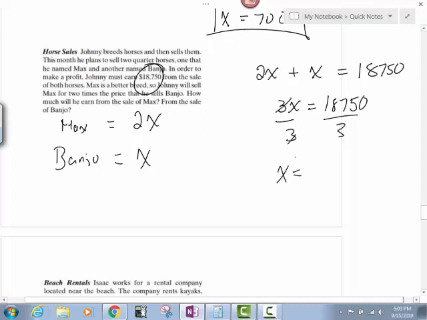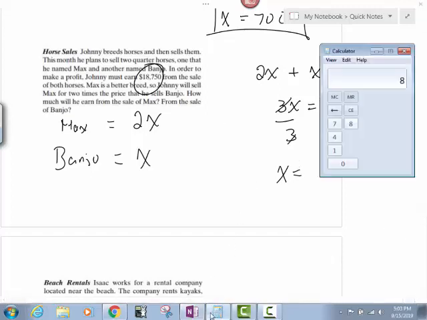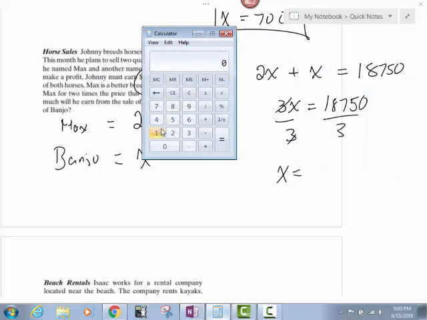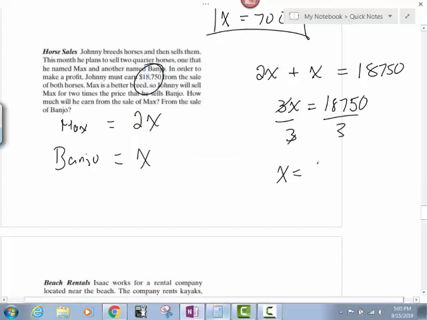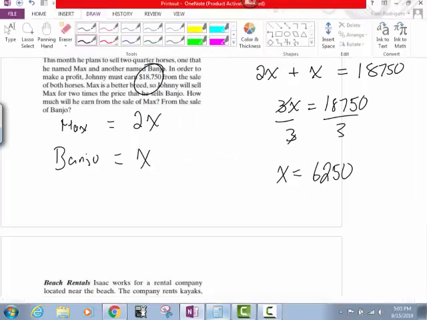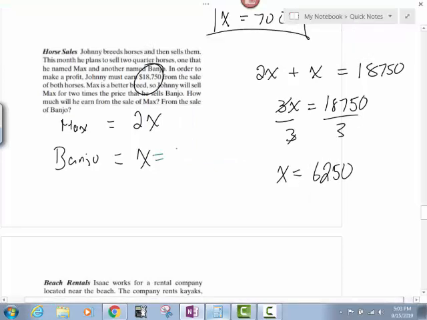Okay. So if I grab my calculator again, right here, clear that out. The number that I have is 18,750. We're going to divide it by 3, $6,250. Okay, so $6,250. That's how much Banjo should sell for, because he's x. Max needs to sell for twice that amount.